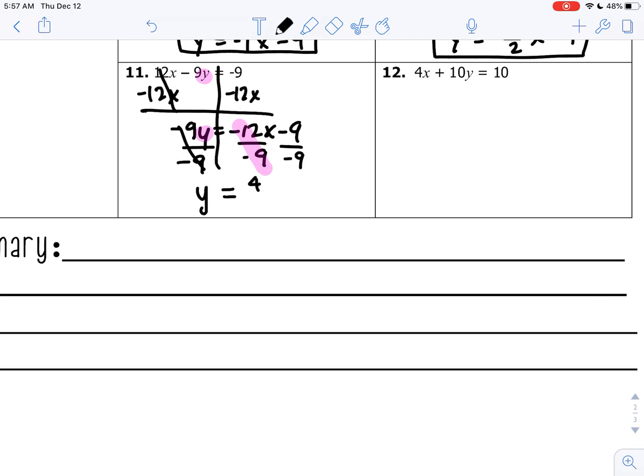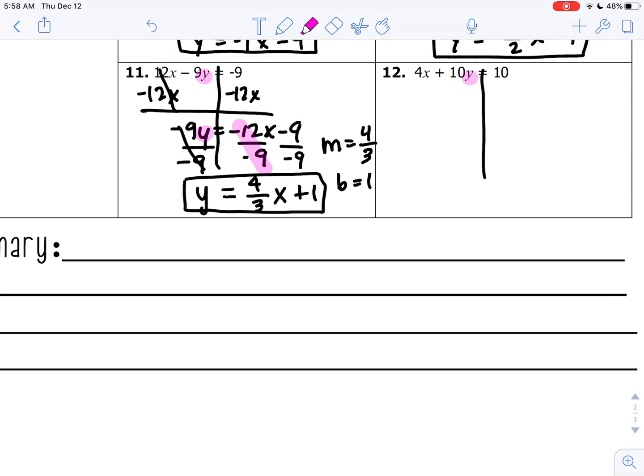So if we divide the top by 3, it's 4. If we divide the bottom by 3, it's 3. And then -9 divided by -9 is a +1. So my slope is 4/3, and my y-intercept is 1.